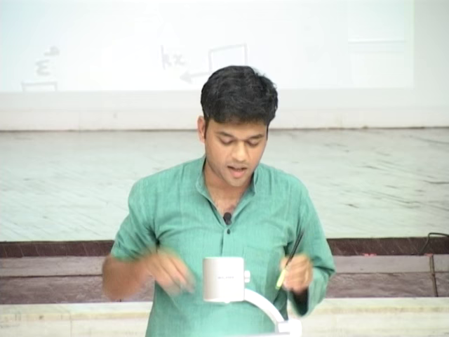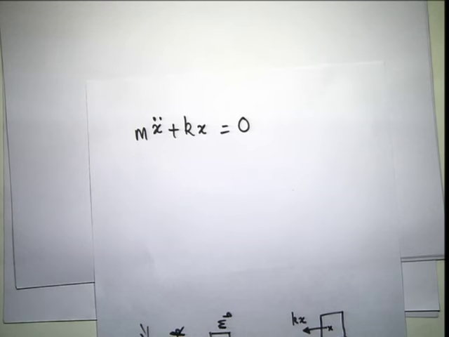Do you understand the question? What sort of X satisfies this equation means if you plug in that X and you do mx double dot plus kx, you will get 0. That is what I am asking. X equal to sin omega t satisfies, or cos omega t?